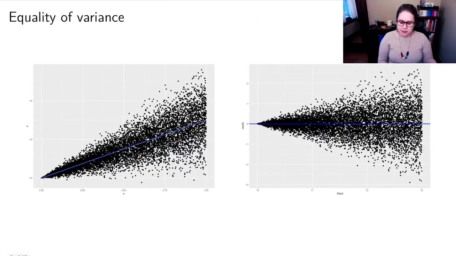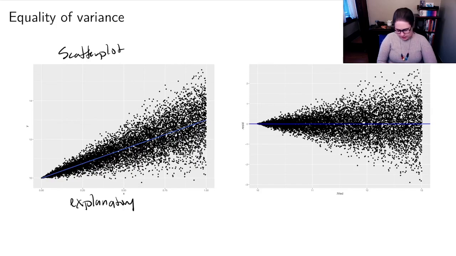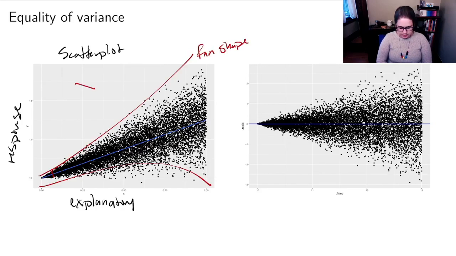And then the last condition is equality of variance. I've once more shown you a scatter plot. So this has the explanatory variable on the x and the response on the y. And we talked about we would want a nice even band of residuals above and below the line. This is a violation because it's got a fan shape. So that's a violation. But we can also see it in the residual versus fitted plot.